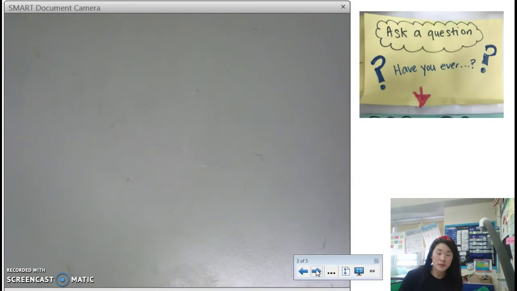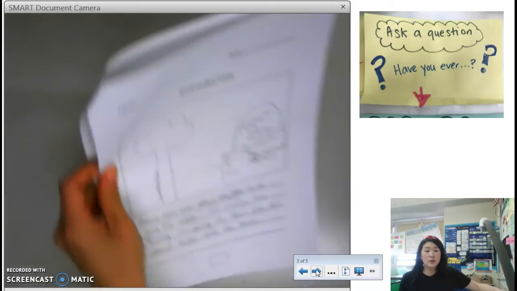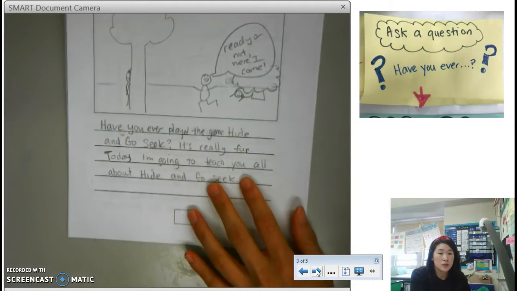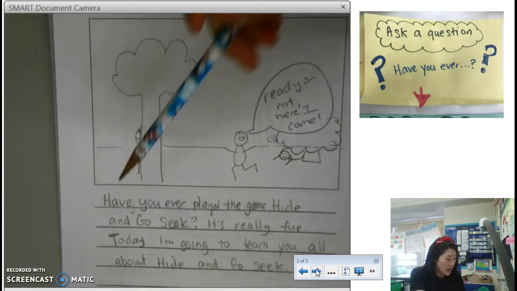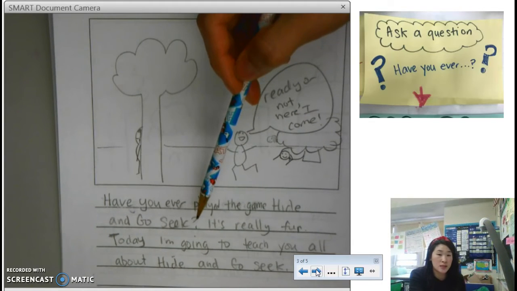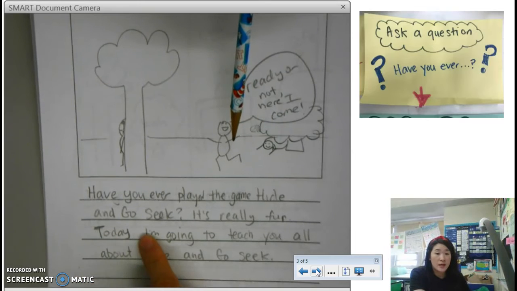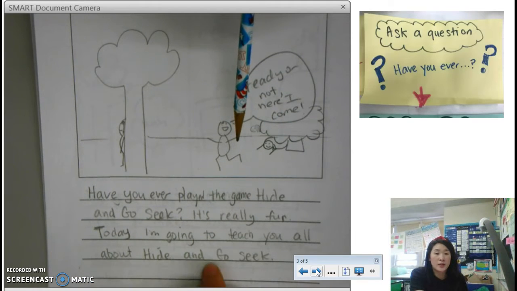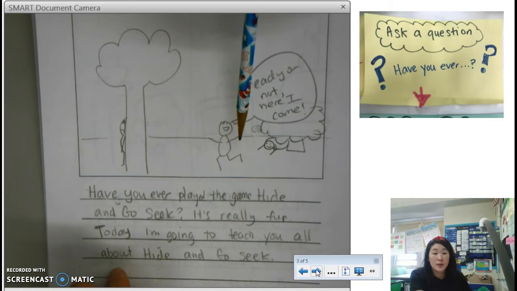The second way that you can start your introduction is by asking a question. So for example, for my hide and seek book, I could ask, have you ever played the game hide and go seek? It's really fun. And even here I added the first strategy. Today I'm going to teach you all about hide and go seek. So first I asked a question, and then I name my topic.